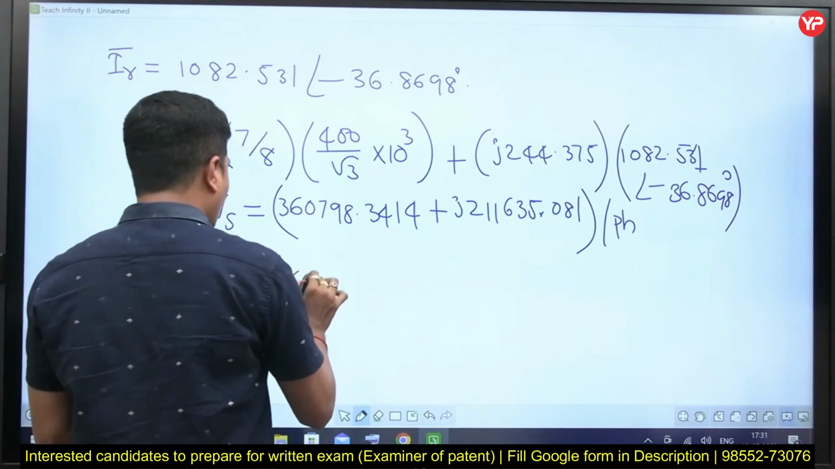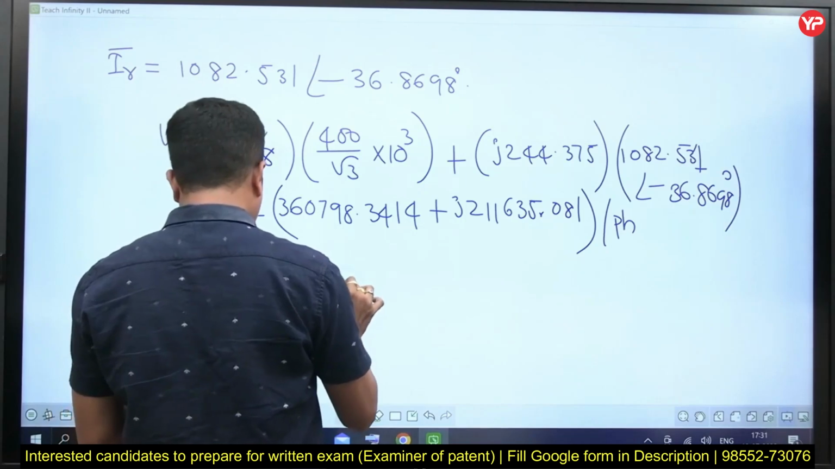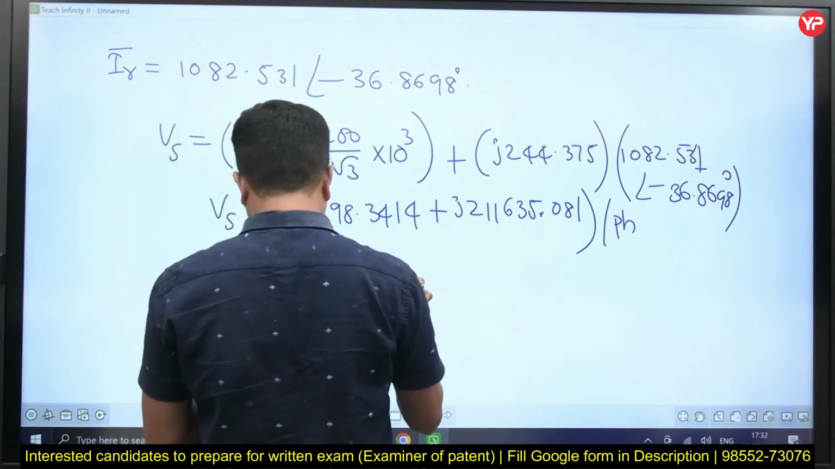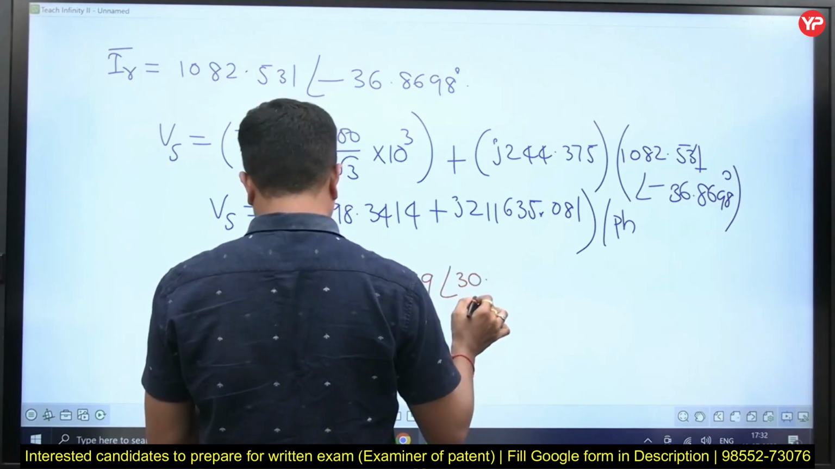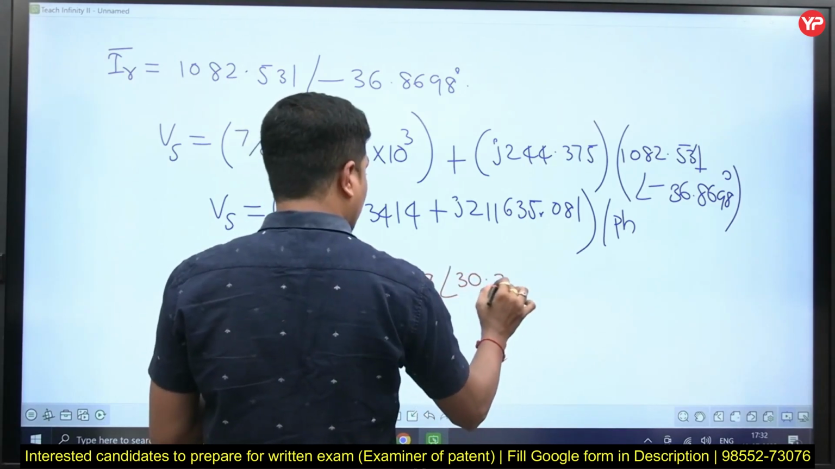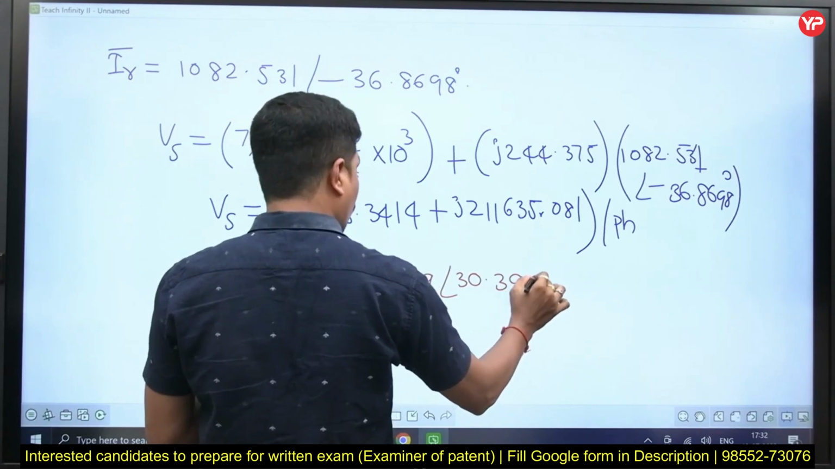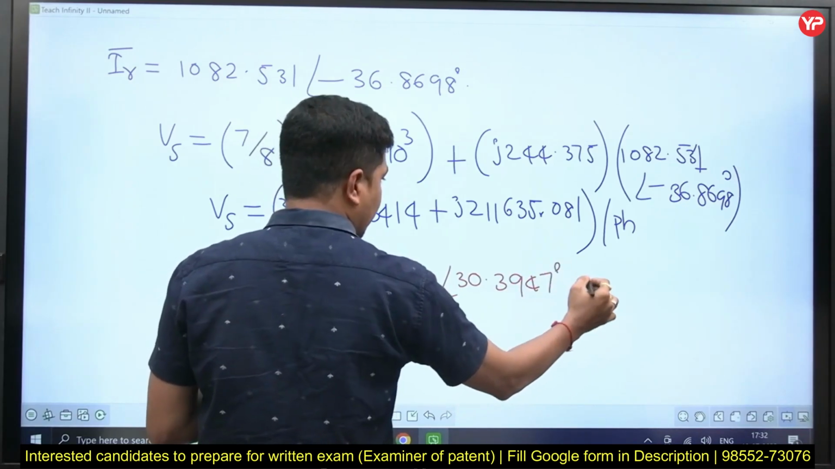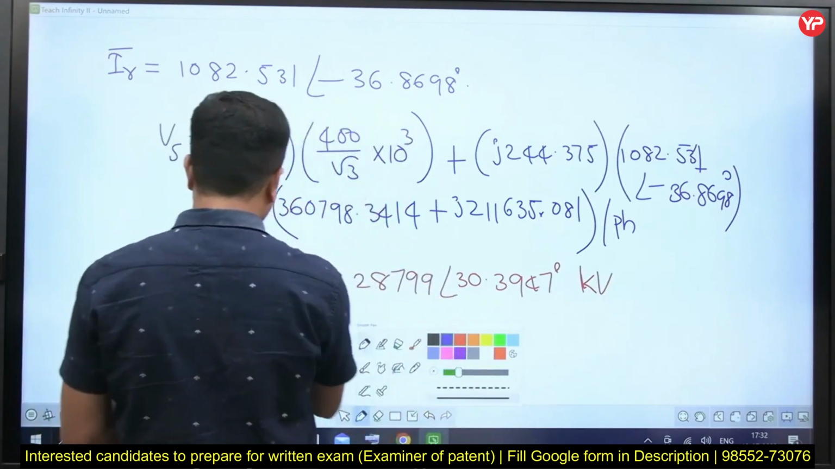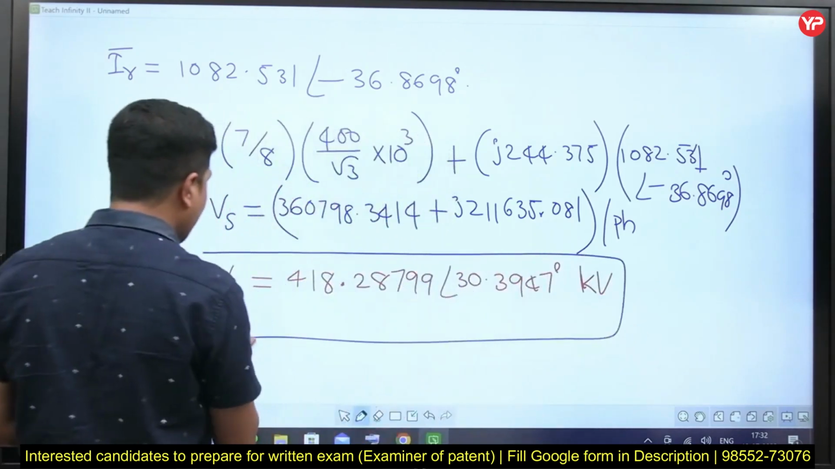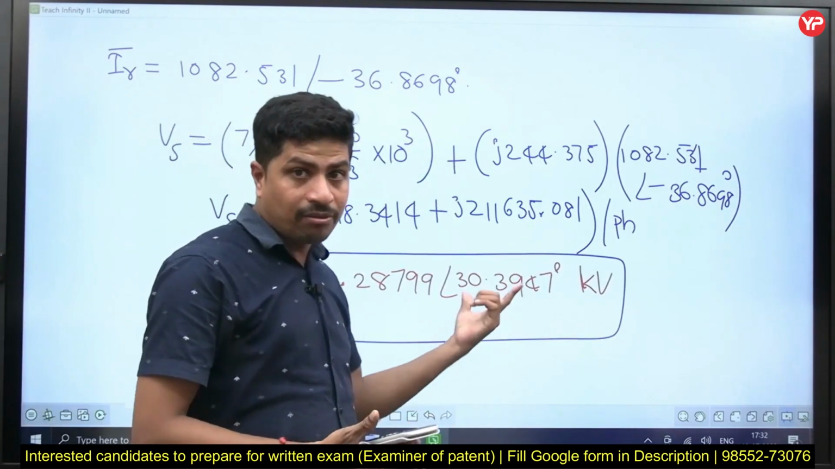Yeah, I got it as 418.28799 at an angle of 30.3947 degrees. This is in kV. I'll put this one in a box. Now we have Vs and Is. I got the angles of Vs and Is.